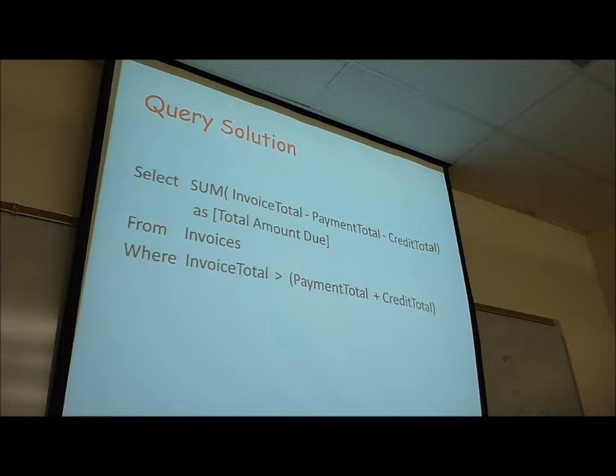I added parentheses at the top, and I determined that. I put an additional parenthesis in front of invoice total, and then at the end of payment total. So I put the difference of invoice total and payment total, and then subtracted credit total. It's just a matter of order of precedence.